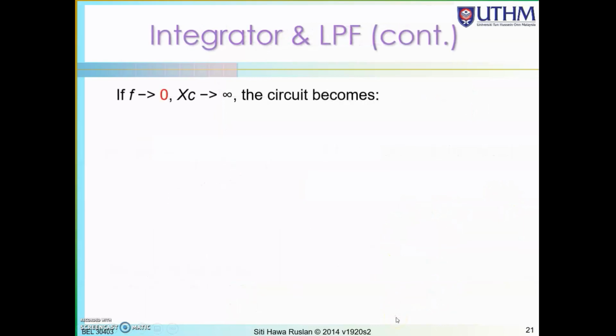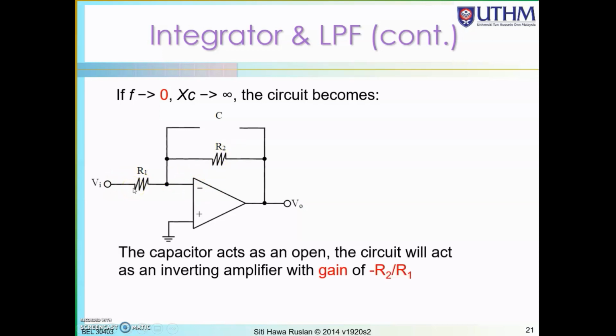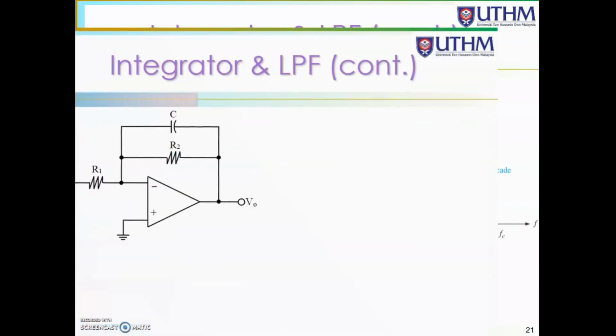Next, what if the frequency is 0? Your reactance of the capacitor will be infinity. It is an open circuit, so this circuit is just an inverting amplifier. Remember, VI you put into the negative terminal. R2 over R1 will be the gain of this circuit. So it is a low pass filter, and if you plot, the maximum gain is minus R2 over R1. This is at the cutoff. The gain rolls off at 20 dB per decade, since it is a first order low pass filter.